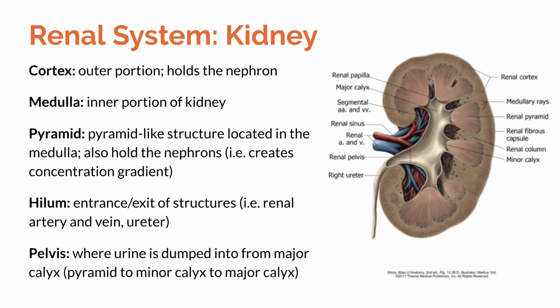Here we're going to have the ureter, the renal artery, and the vein. And then we have something called the pelvis, which comes before the hilum, so this structure right over here. This is where all the urine is dumped into from the major calyx. And remember the pathway: it's the pyramid to the minor calyx to the major calyx to the pelvis, out the hilum.